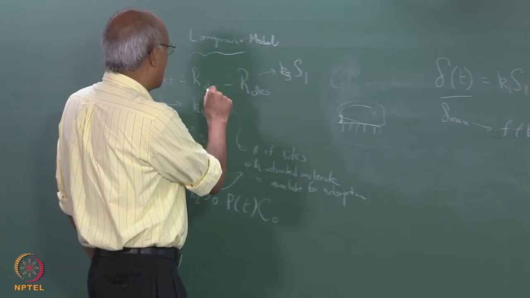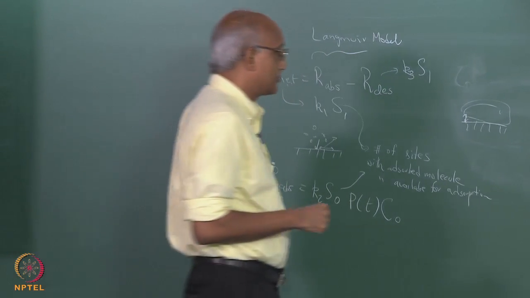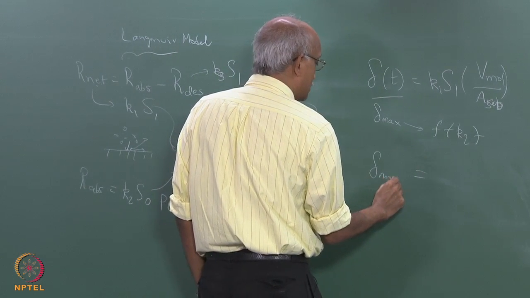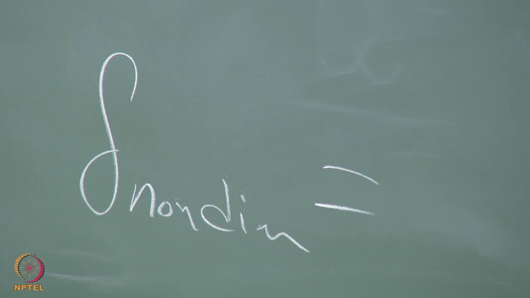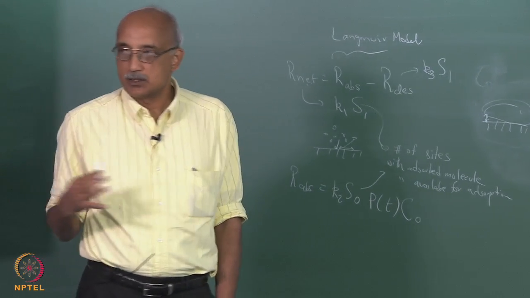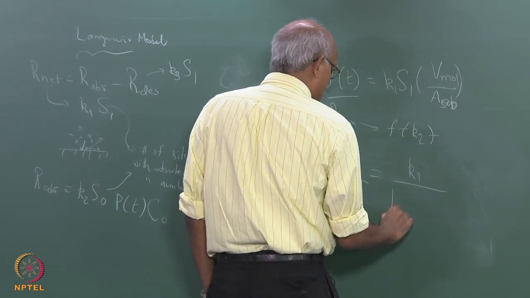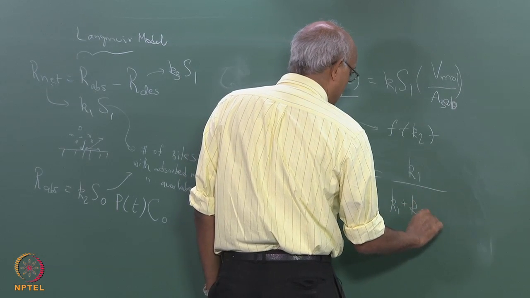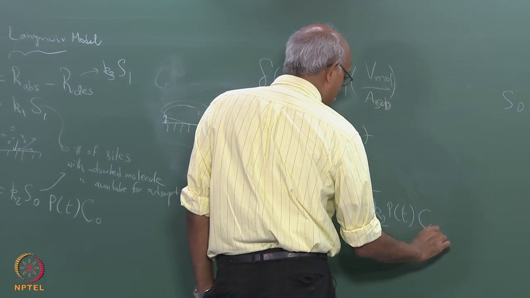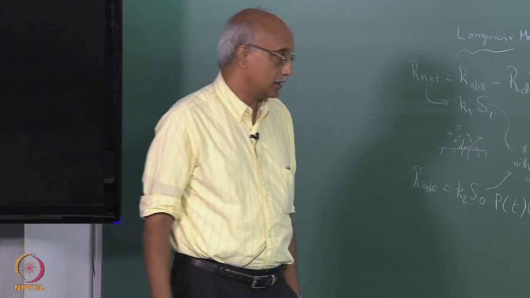In other words, you will assume that R absorption equals R net. So that gives you the maximum value. If you take this parameter delta T over delta max, that gives you a non-dimensional value for film thickness. It's obviously dependent only on these three parameters, K1, K2, and K3. And in fact, the expression that is written is K1 over K1 plus K3 plus K2 times P of T times C0, which is the concentration of the depositing material in the gas phase.